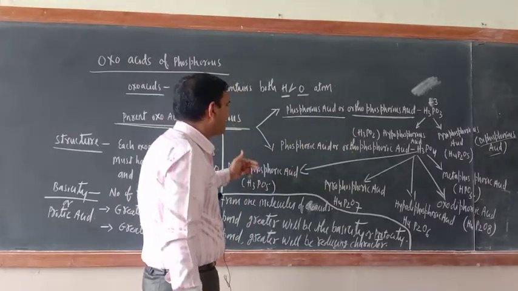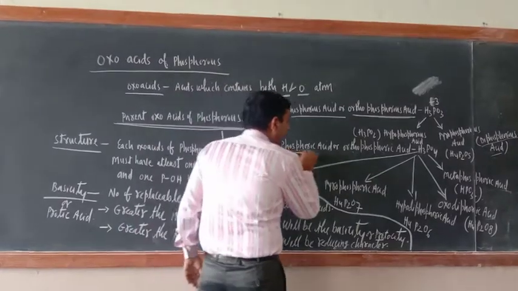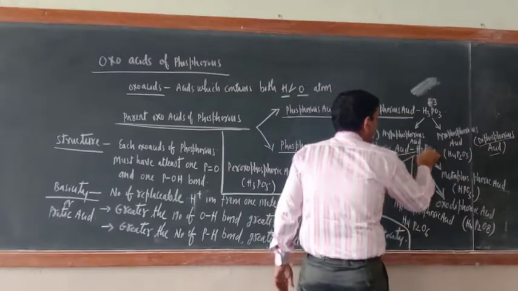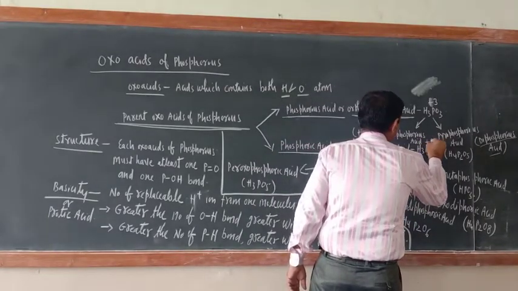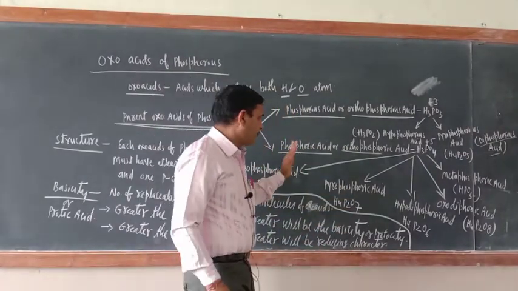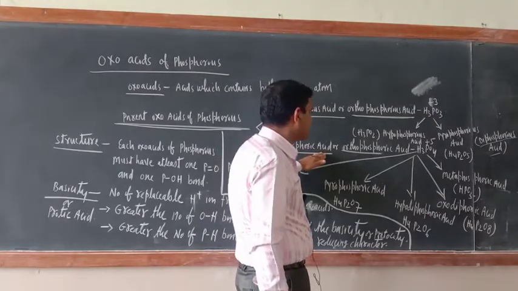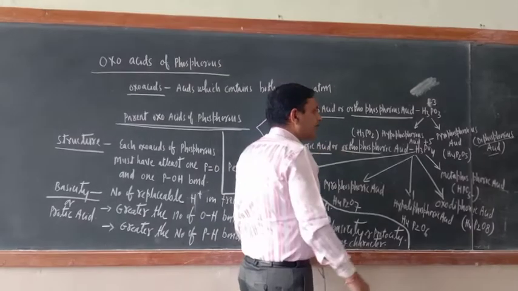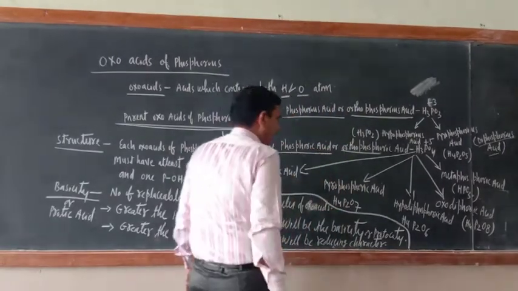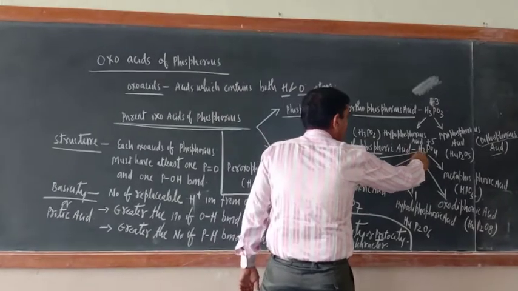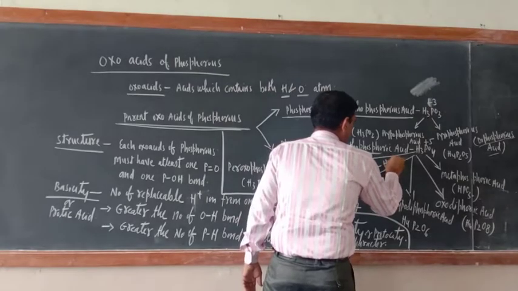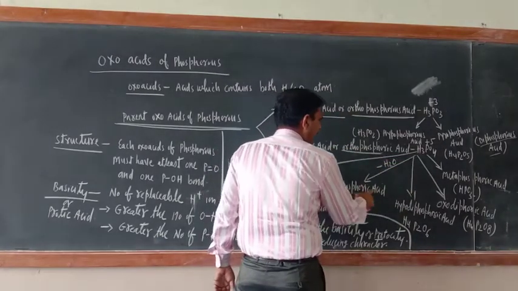Now the second parent oxo acid is phosphoric acid or orthophosphoric acid. This is known as ic because the oxidation state of phosphorus is +5. Don't worry, we'll calculate the oxidation state also. Now from phosphoric acid you can get the following types of oxo acid. Just see, what is the first one? Take two molecules of H3PO4 and remove one molecule of water, H2O. So you will get the pyrophosphoric acid.